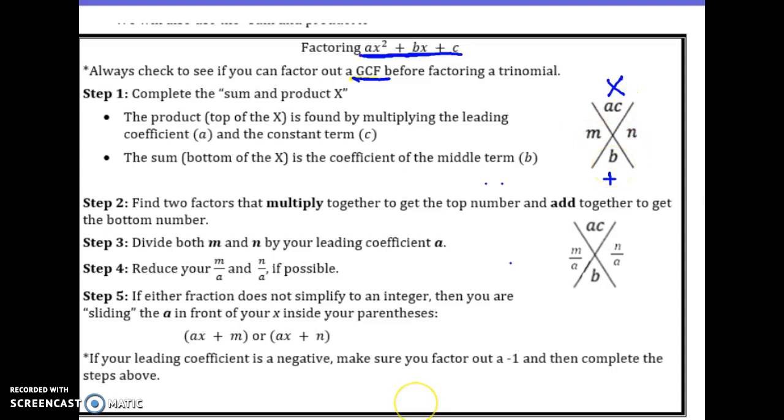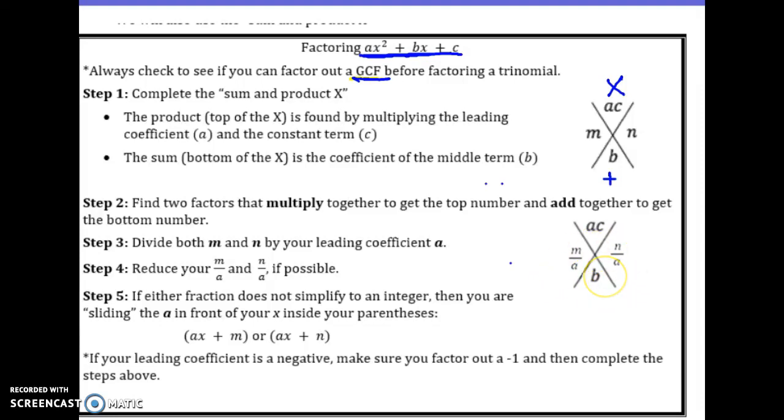The second step is to divide both the m and the n by the leading coefficient a. Many times the leading coefficient is 1, and it seems redundant, why are we dividing by 1? But it will make sense once you have a leading coefficient that is not 1. If m divided by a and n divided by a don't divide into whole numbers, make sure you simplify the fraction first.